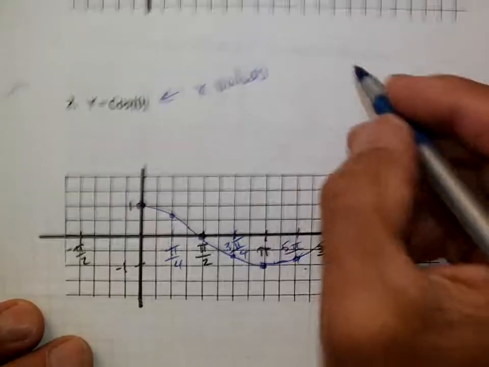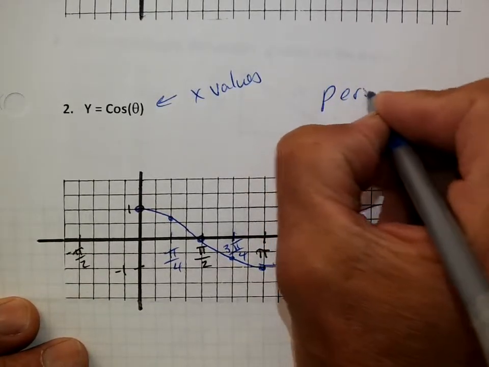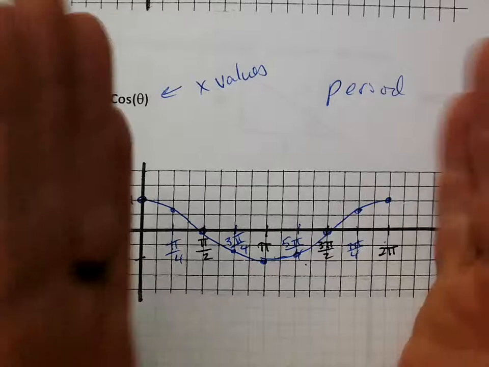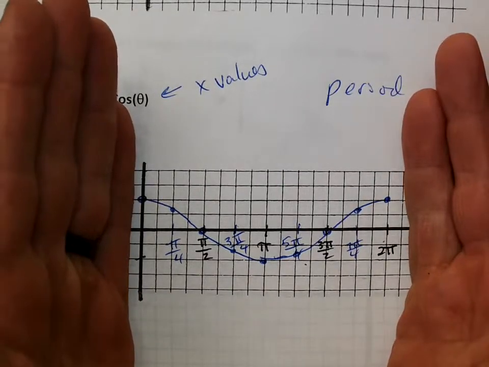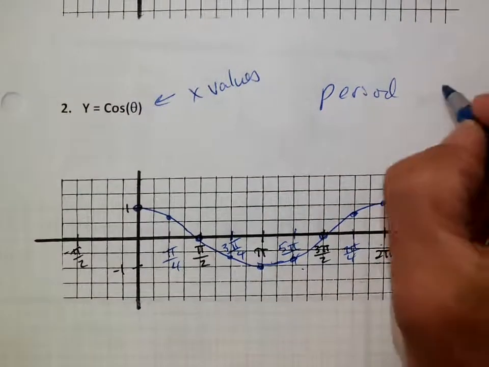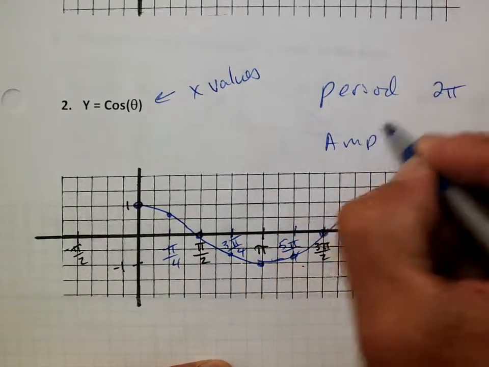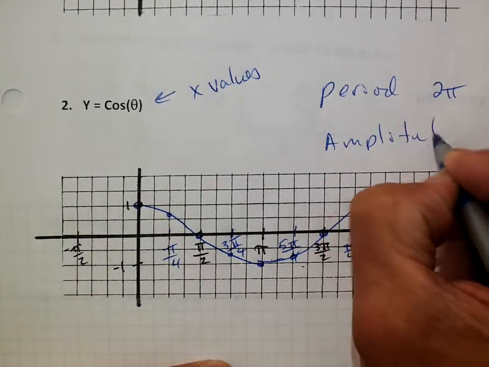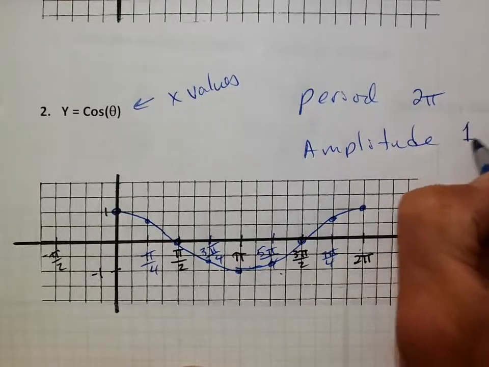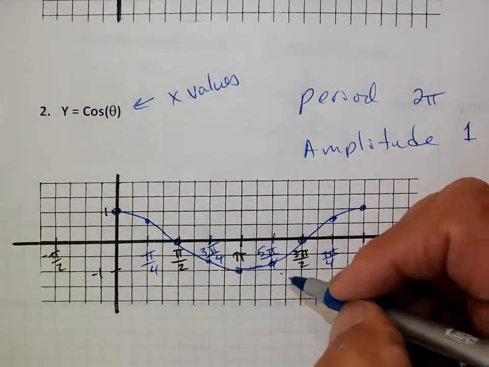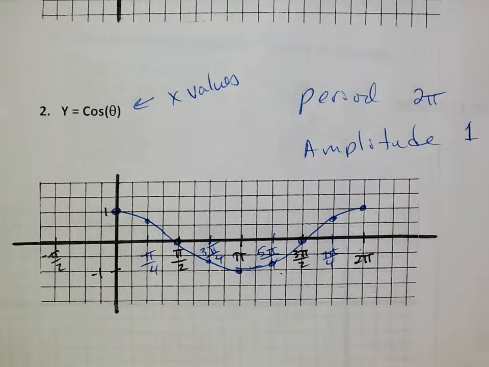So, all right, the period of this function is its width. How wide is it from beginning to end? 2 pi, right? 2 pi. What's the amplitude? How high is it? Amplitude is also 1 because it goes to a height of 1 and down to -1. Okay? Pretty simple. Now we're not going to do a lot with this. We will in pre-calculus. But in Algebra 2, we don't need to do a lot with it.